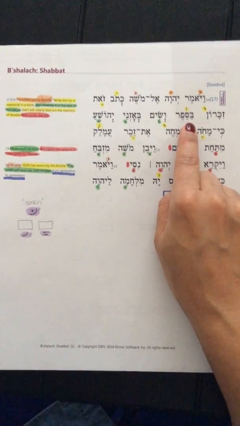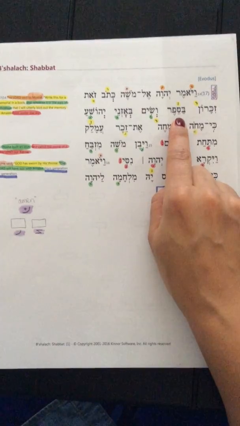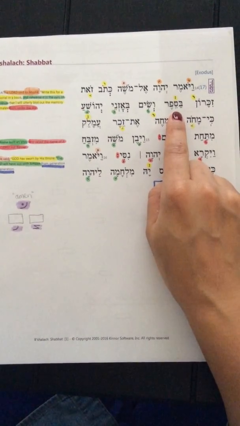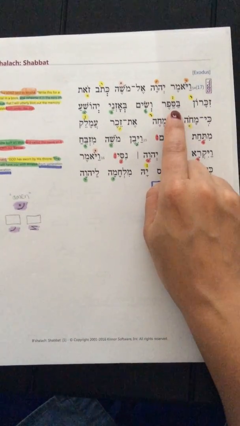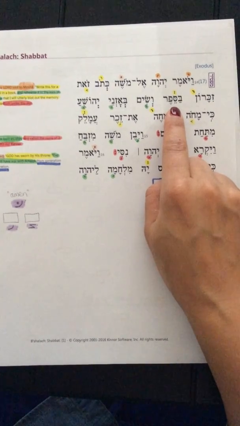And the last word is basefer. Okay, and the trope is telling you something, and that something is that the accent is on the second syllable. Basefer. The trope is telling you, and even by reading it, you can see.